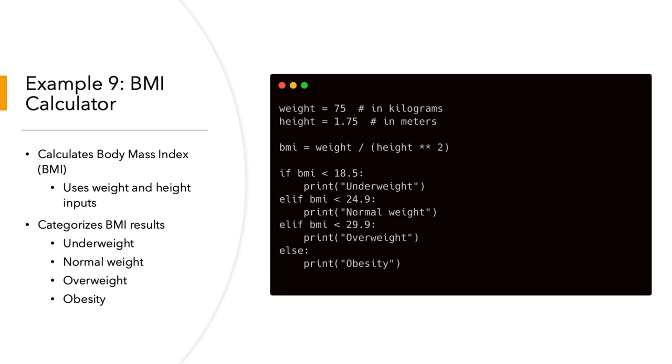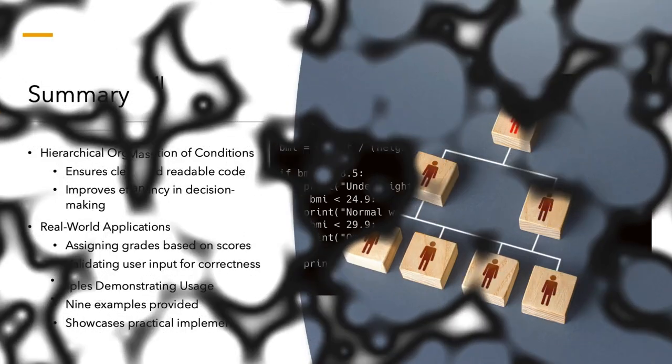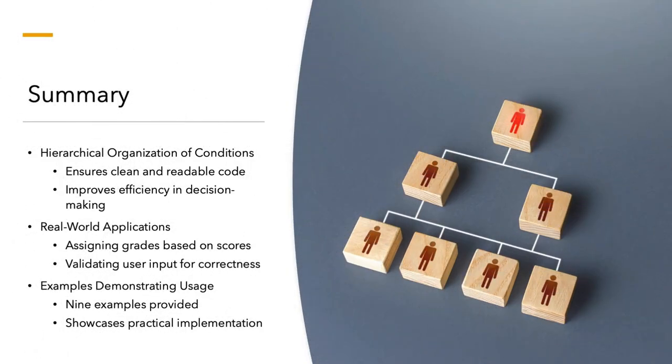It then categorizes the BMI results into underweight, normal weight, overweight, and obesity. In summary, the if, elif, else structure helps manage complex decisions by categorizing conditions hierarchically, and ensures clean, readable, and efficient code. Examples include assigning grades, validating user input, and we included 9 practical examples that you can use as a baseline for incorporation into your programs.